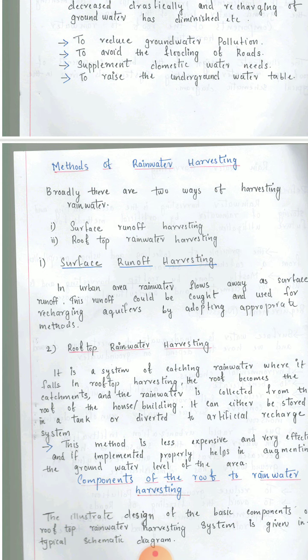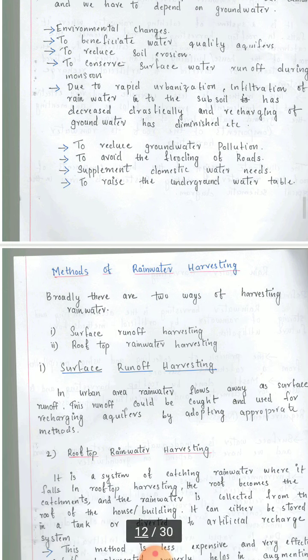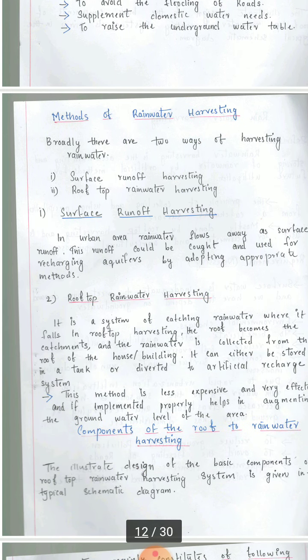Supplements domestic water needs. As I have told you, due to the scarcity of water, we are depending upon the groundwater. So instead of depending on groundwater, we can directly store the rainwater and we can utilize it for various domestic activities. To raise the underground water table, that is, if the recharge of the water is done when the water is available, then automatically the groundwater table will be increased. So these are all some of the requirements or necessities for the rainwater harvesting techniques, that is the rooftop harvesting.